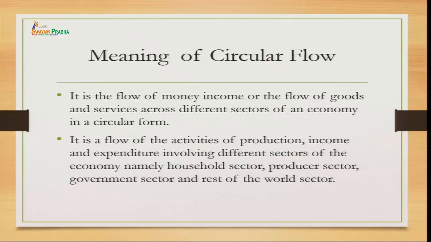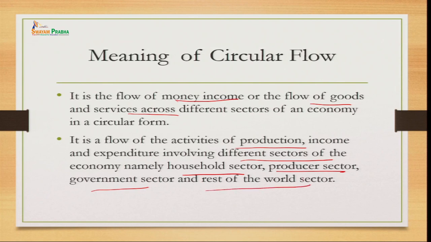The flow of money income or the flow of goods, right? Money income is the income flow, and the flow of goods and services across the different sectors of the economy in a circular form is considered the circular flow. It is the flow of activities of production, income and expenditure involving different sectors of the economy, and these sectors are named the household sector, producer sector, government sector, and the rest of the world, which you can call the foreign nation or the external sector outside the country, right.